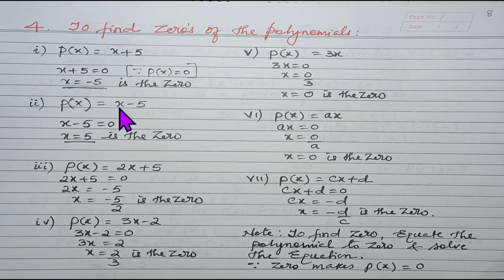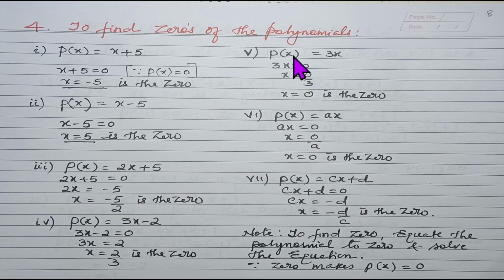Second example, p of x is equal to x minus 5, then equate x minus 5 equal to 0, x is equal to 5 is the 0 of the polynomial, because when I put x is equal to 5 here, 5 minus 5 is equal to 0, p of x is equal to 0, therefore x is equal to 5 is the 0 of the polynomial. Now the third example, p of x is equal to 2x plus 5, 2x plus 5 equal to 0, 2x is equal to minus 5, x is equal to minus 5 by 2 is the 0 of the given polynomial. The next one is p of x is equal to 3x minus 2, equate 3x minus 2 to 0, 3x is equal to 2, x is equal to 2 by 3 is the 0 of the given polynomial.